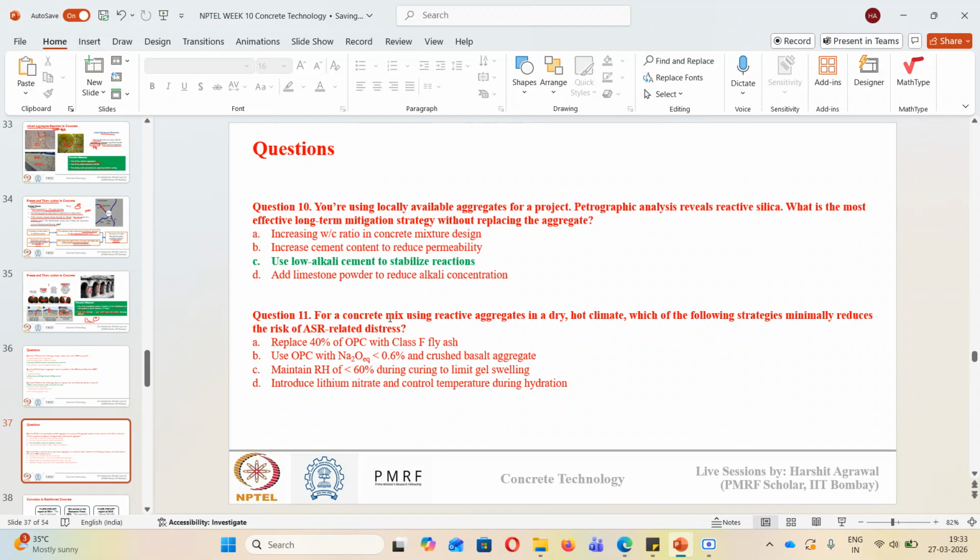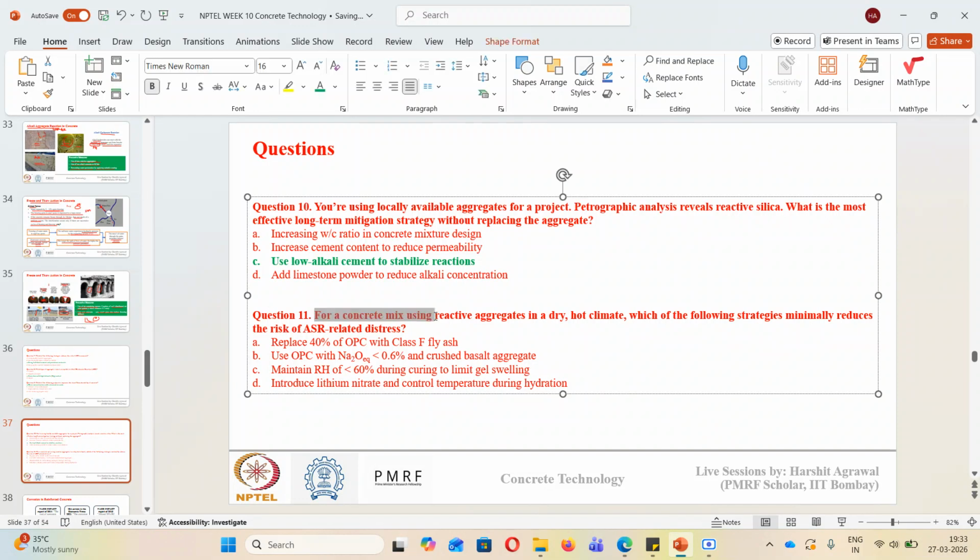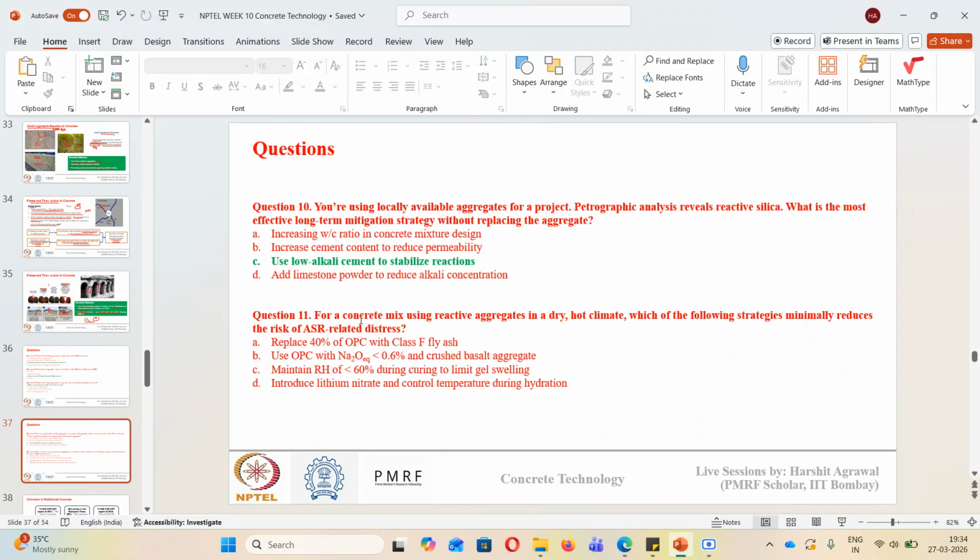Question number 11. For a concrete mix using reactive aggregates in a dry hot environment, which of the following strategies reduces the risk of alkali silica reaction? So this is the same as question number 10. Both will have the same answer: using a cement which has low alkali content.